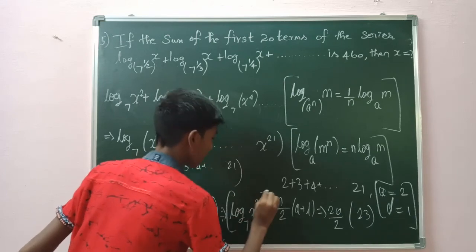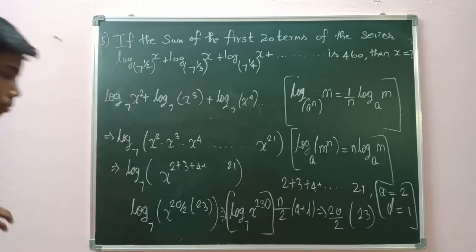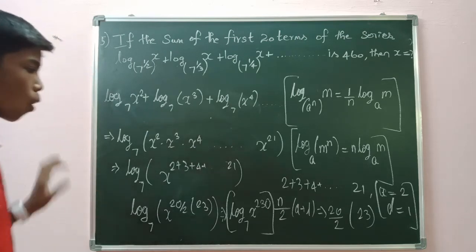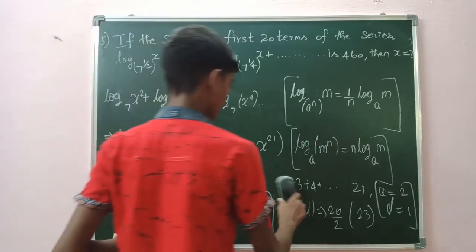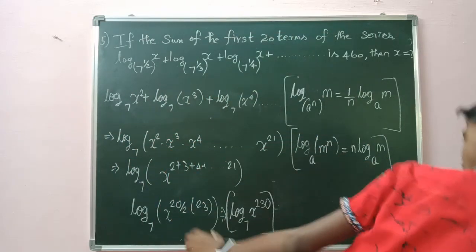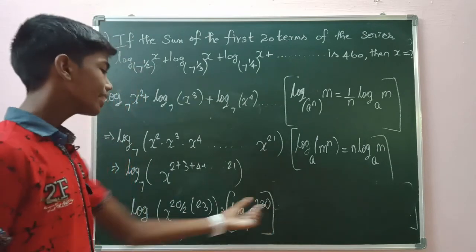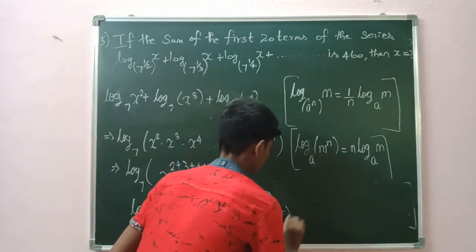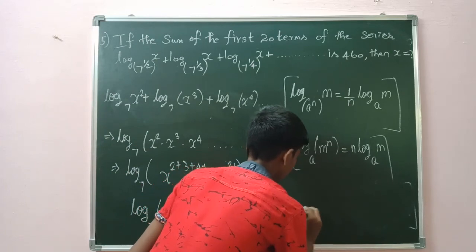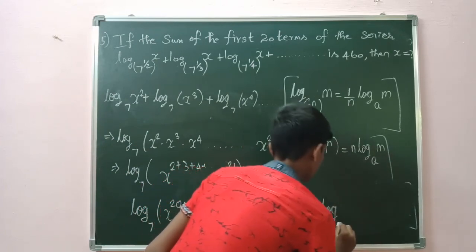This is what I will be left with if we sum up all the way up to 20 terms. Now I will rub this. This is what you will get. When you add 2 plus 3 plus 4 all the way to 21, you get this 230. Now take this 230 this side, you get 230 into log to the base 7 of x.